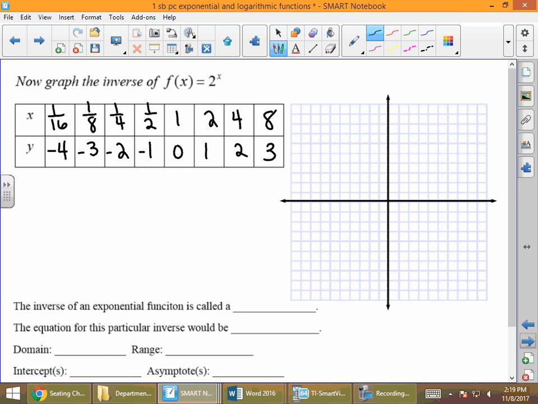And why don't we graph it? We're going to have to graph them both here in a couple minutes, but why don't we graph it right now? And what it is, it's 1/16, -4. And 1/8, -3. And 1/4, -2. And 1/2 is -1. 1, 0. 2, 1. 4, 2. 8, 3. And there's our picture.